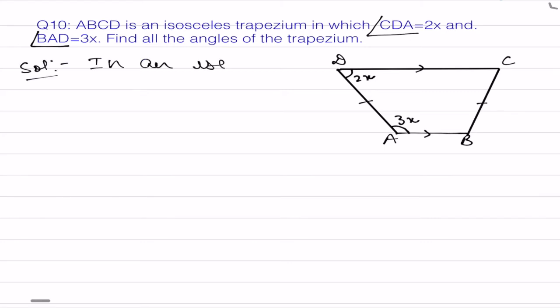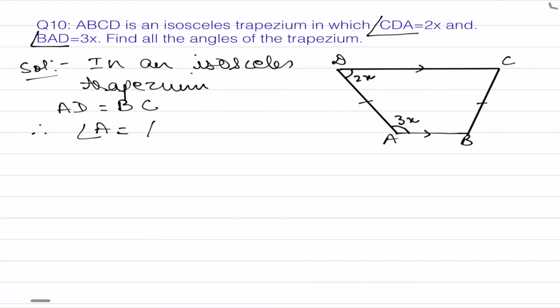So in an isosceles trapezium, we know that the two non-parallel sides are equal. So AD is equal to BC, angle A is equal to angle B, and angle D is equal to angle C. So this is the property of an isosceles trapezium. Angle B is 3x and angle C is 2x. So now first we have to find out the value of x.